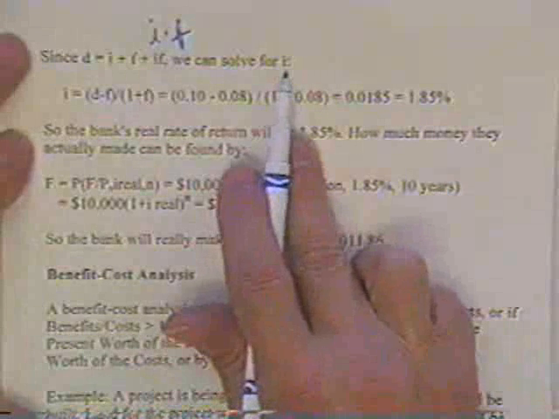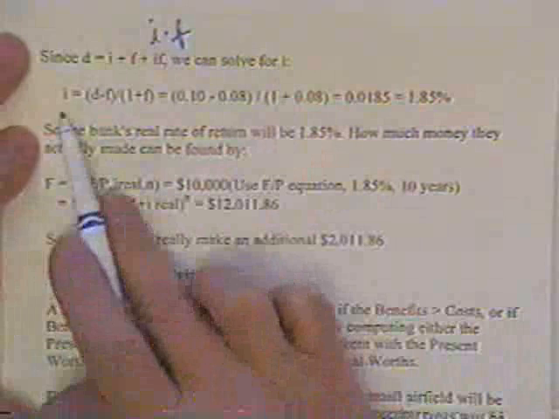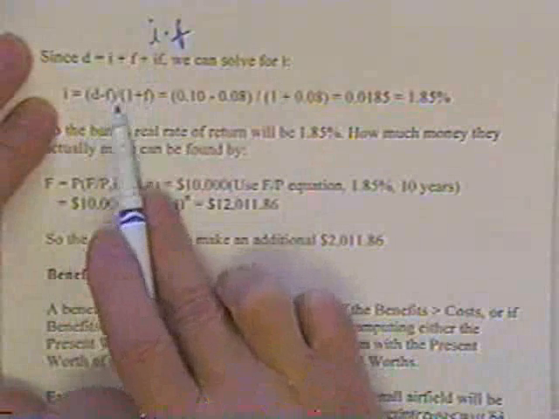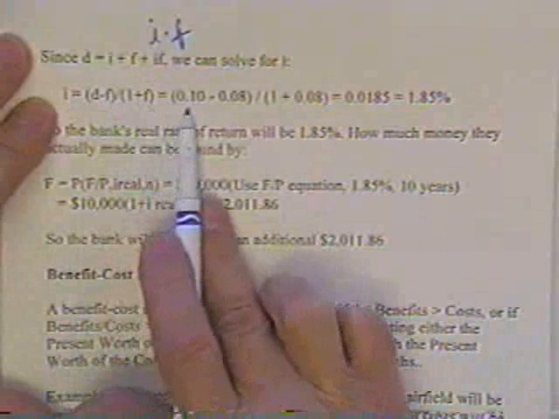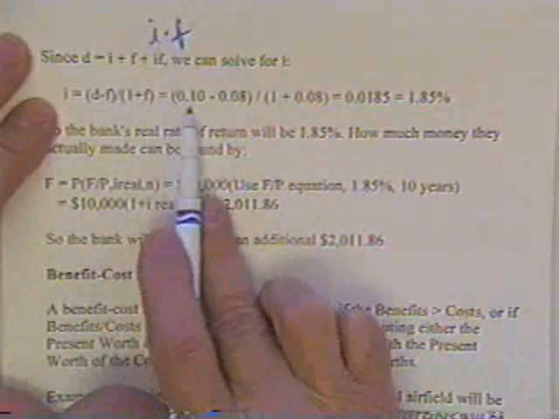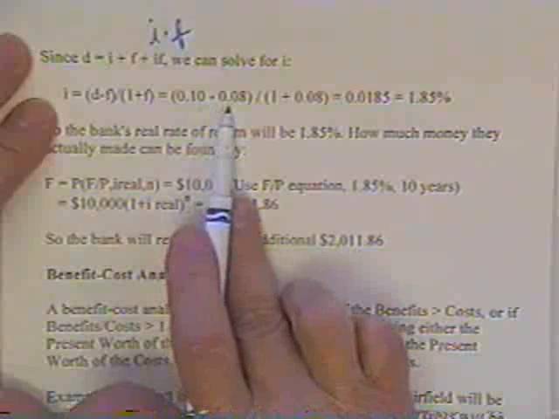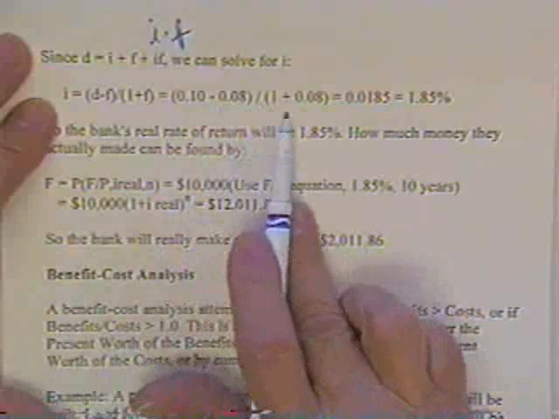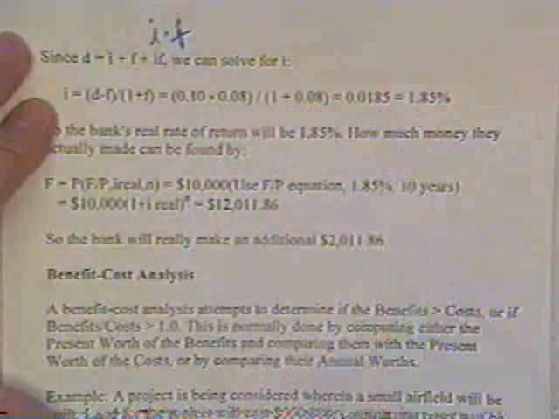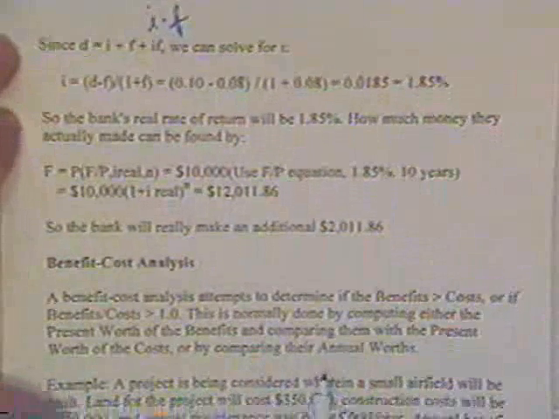So we can solve for the real interest rate the bank is going to get. If you just solve for i out of this equation, you get (d minus f) over (1 plus f). Well, we know the combined rate, the stated rate, the market rate is 10%, minus the inflation rate is 8%, divided by 1 plus the inflation rate, is 1.85%. So that's how much money they'll really make.